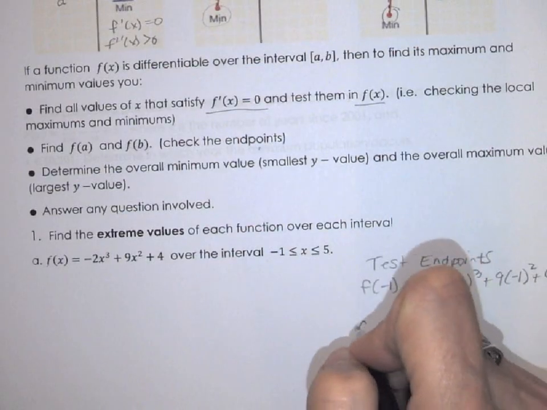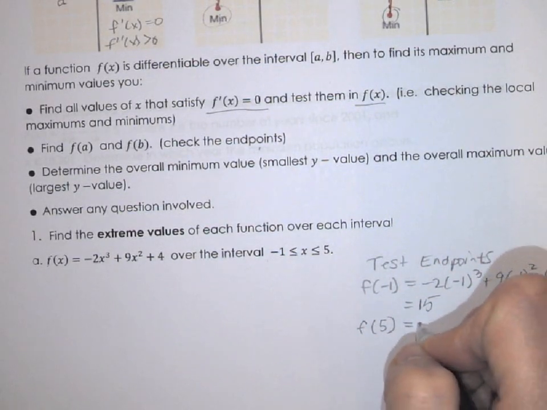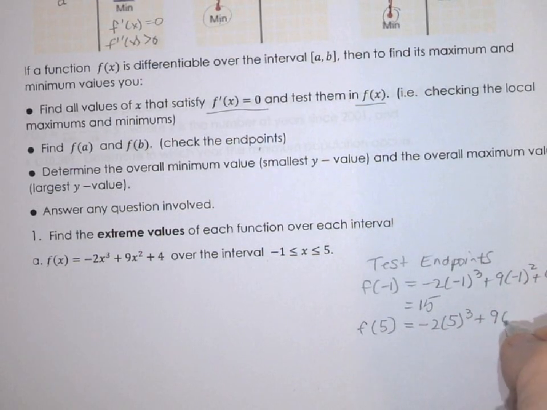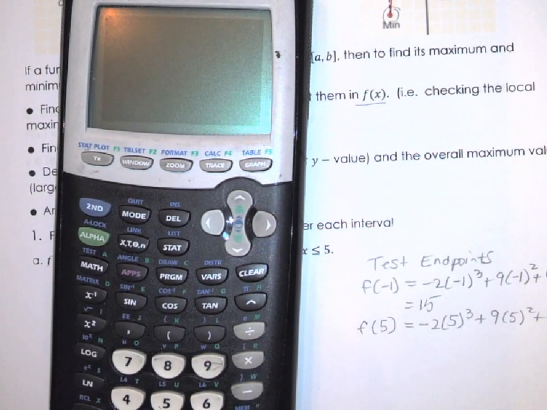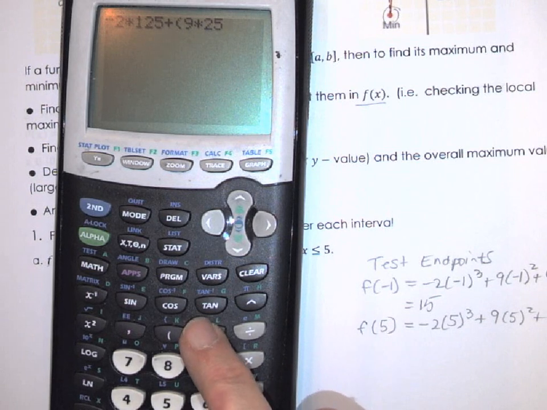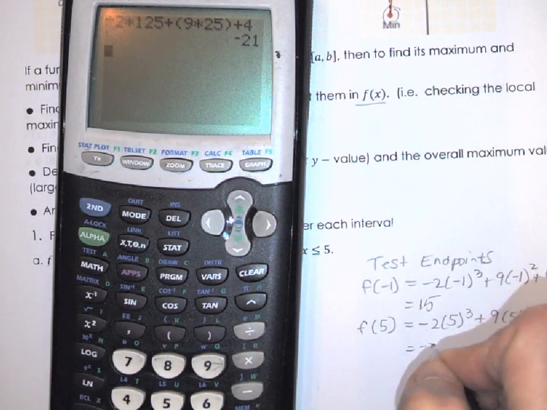And then we'll also find f at 5, which is going to be -2 times 5 cubed plus 9 times 5 squared plus 4, which I'll do on my calculator here. So -2 times 125 plus 9 times 25 plus 4 is -21.